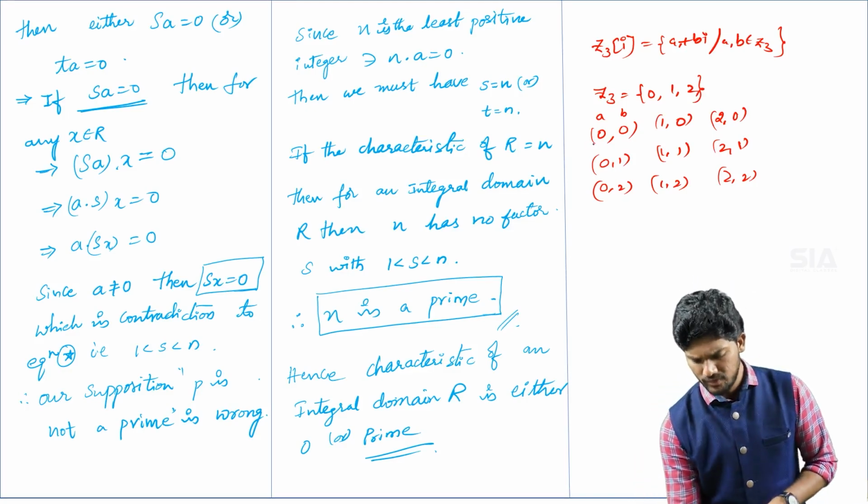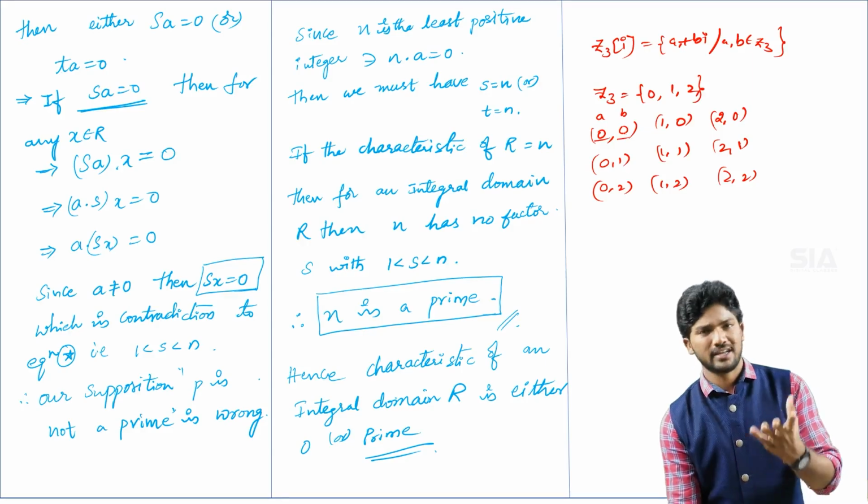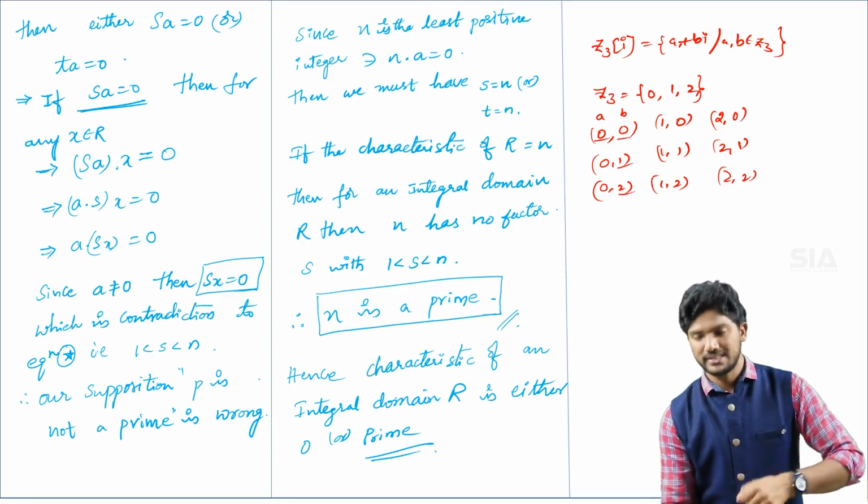So if you take a is equal to 0, you can take b is equal to 0, or b is equal to 1, b is equal to 2.